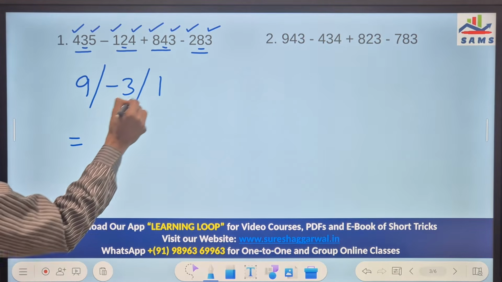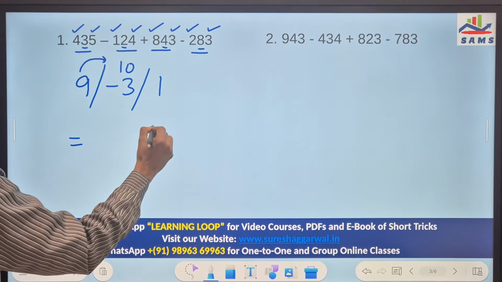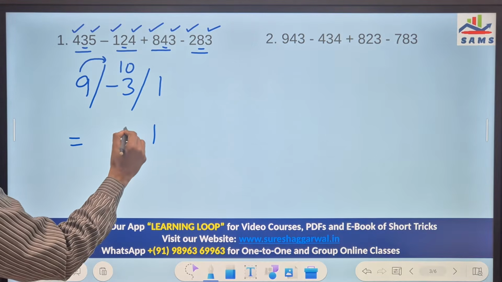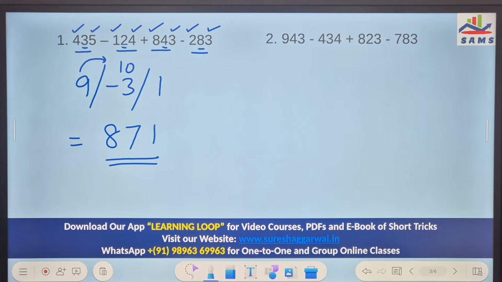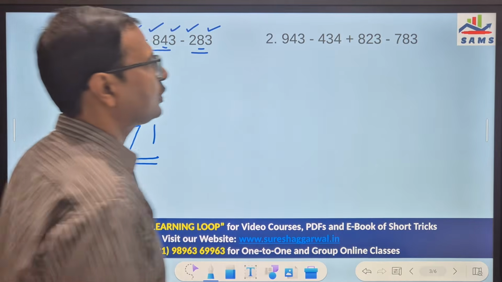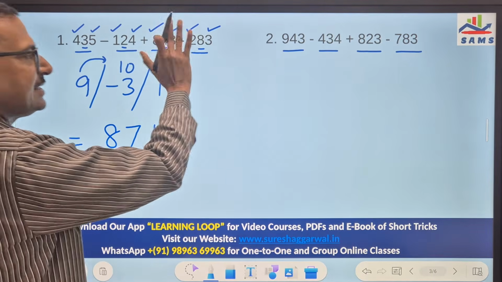So since we have a negative number here, borrow 1 from here, subtract this from 10. So 10 minus 3 is 7, and 9 becomes 8, giving me the answer 871. Likewise, here also we have 3-digit numbers, but now we have 4 numbers just like this question.